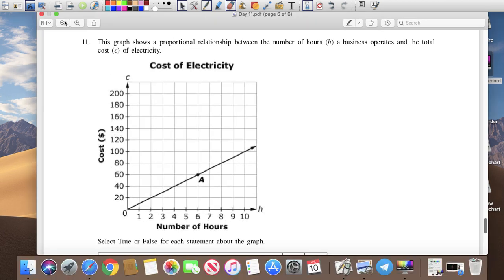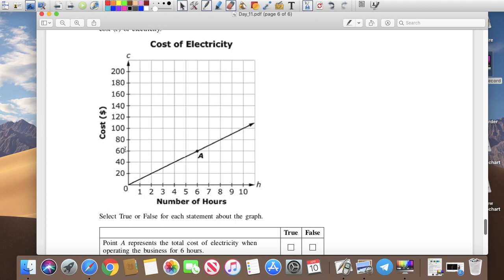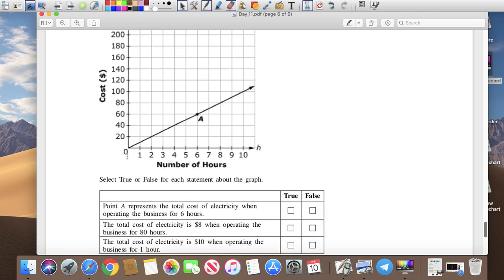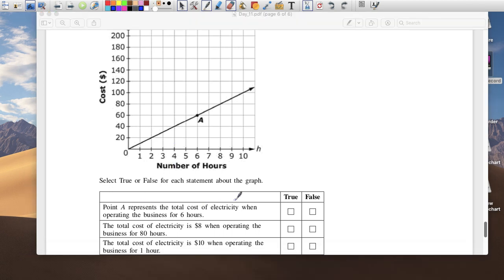Number 11. I have to make this smaller, I guess. So this graph shows a relationship between the number of hours and the cost of electricity. Let's see which one is true and false. Point A represents the total cost of electricity when operating the business for 6 hours. So if you use the electricity for 6 hours, this point here shows that we are going to spend $60. True.